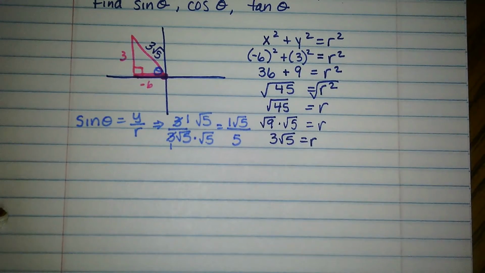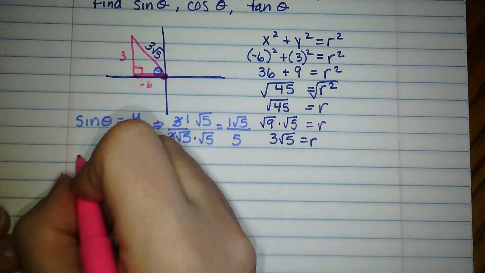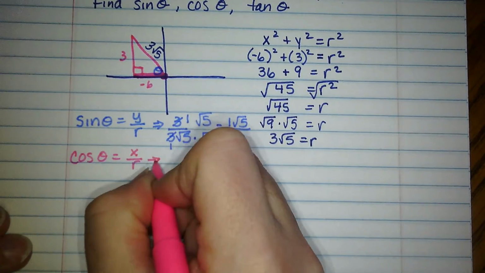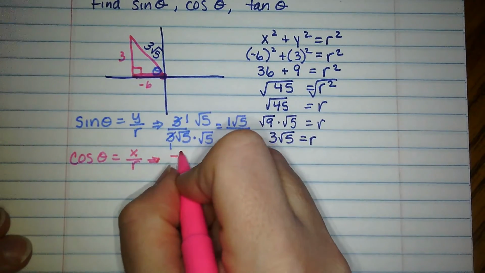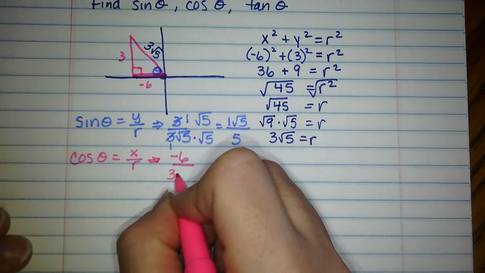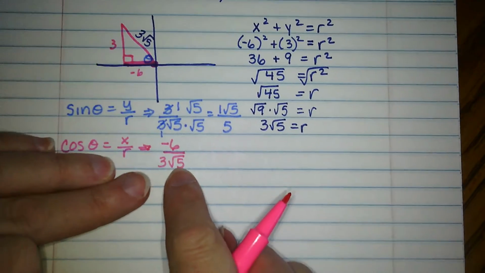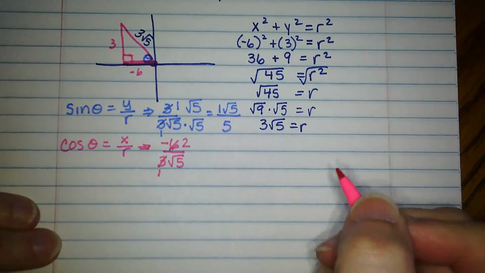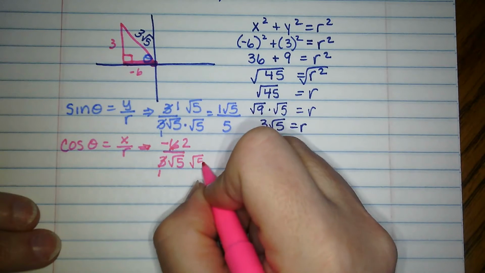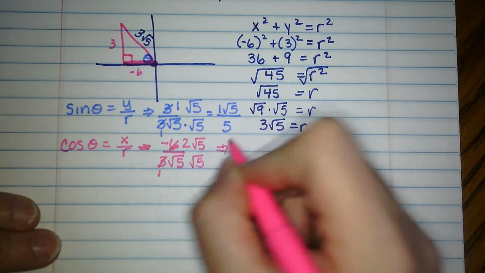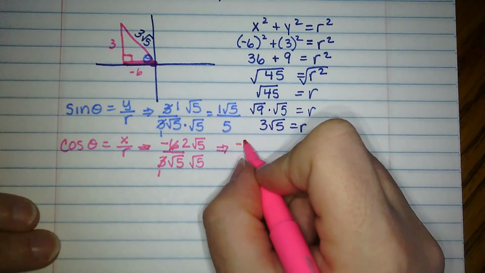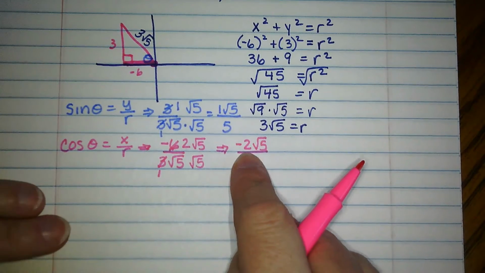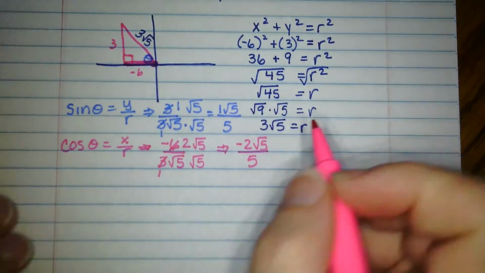All is well. For cosine, it's x over r. And my x value is -6, and my r is 3 radical 5. So what I would do here is reduce my 6 and my 3, and then rationalize. Multiply the top and bottom by radical 5. Now, this gives me a -2 radical 5, and this gives me a 5. It's negative. Cosine is negative here. Hold that thought.